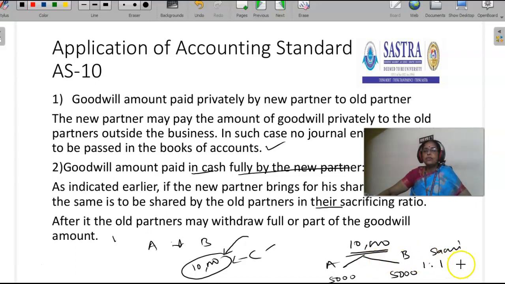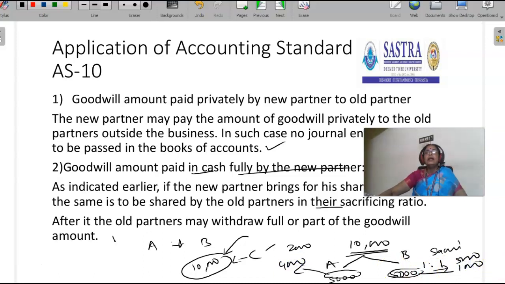Okay, so if it is 1:1, then 5,000 and 5,000. Then the old partners may withdraw the full amount or half amount or any amount of the goodwill amount. That is up to them. A may withdraw 2,000 rupees. B may withdraw the entire 5,000 rupees, or he may withdraw 4,000 rupees, or B may withdraw 1,000 rupees. That is up to them. They can withdraw the money. This is rule number 2.